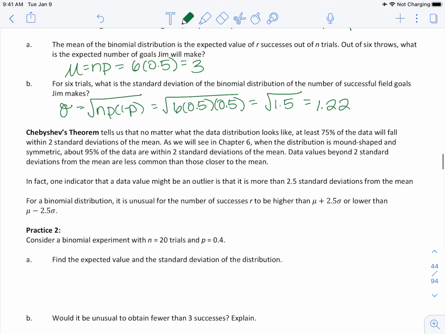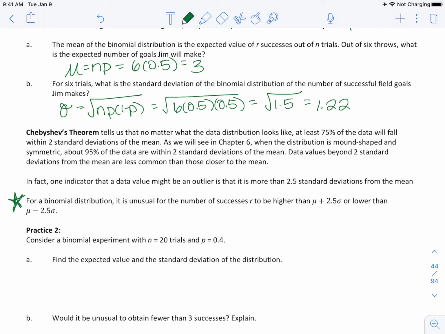Chebyshev's theorem says that no matter what the data distribution looks like, at least 75% of the data will fall within 2 standard deviations of the mean. As we'll see in Chapter 6, when the distribution is mound-shaped and symmetric, about 95% of the data are within 2 standard deviations of the mean. Data values beyond 2 standard deviations from the mean are less common than those closer to the mean. In fact, one indicator that the data value might be an outlier is that it's more than 2.5 standard deviations from the mean. So for a binomial distribution, it is unusual for the number of successes r to be higher than mu plus 2.5 times sigma, or lower than mu minus 2.5 times sigma.